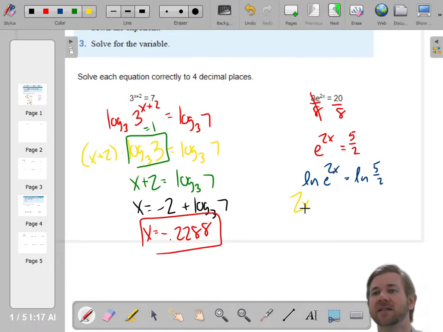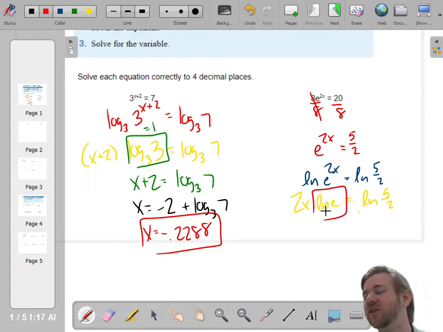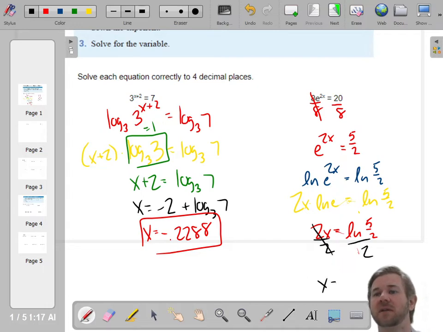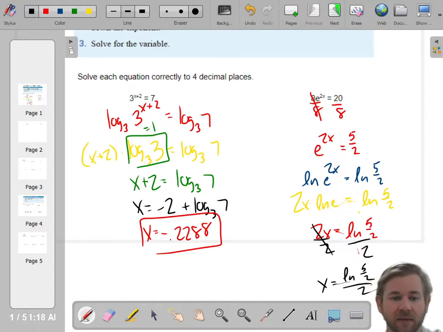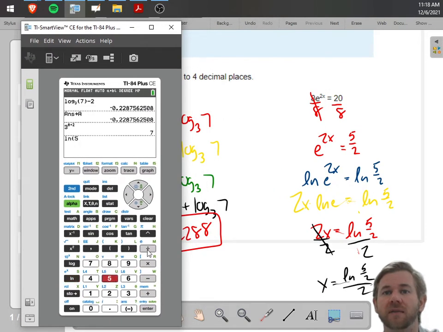So now I have 2x times the natural log of e equals the natural log of 5 halves. And remember, the natural log of e to the what is e? That's 1. So this is just 2x. And on the right side, I have the natural log of 5 halves. So to get x by itself, I will divide by 2. And I have the natural log of 5 halves divided by 2, which I need my calculator for. So I will take my calculator and I will say the natural log of 5 halves divided by 2 is 0.4581.